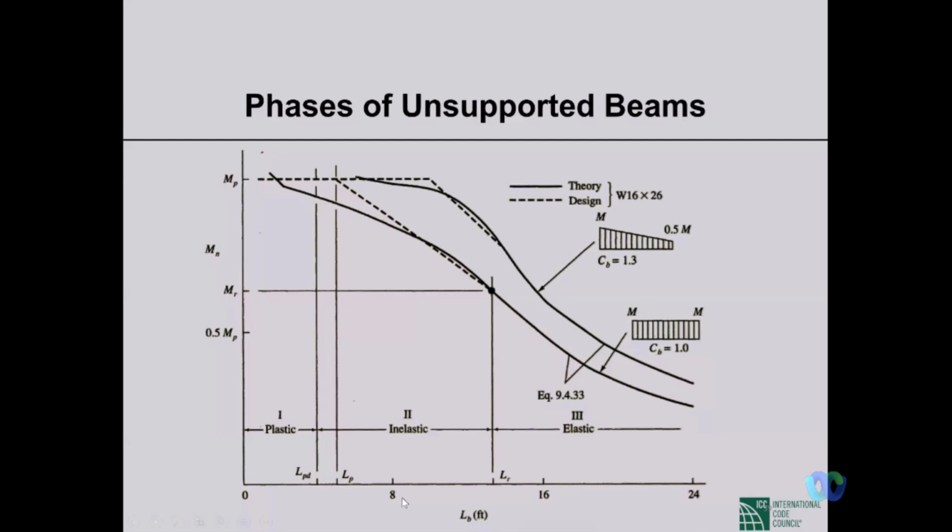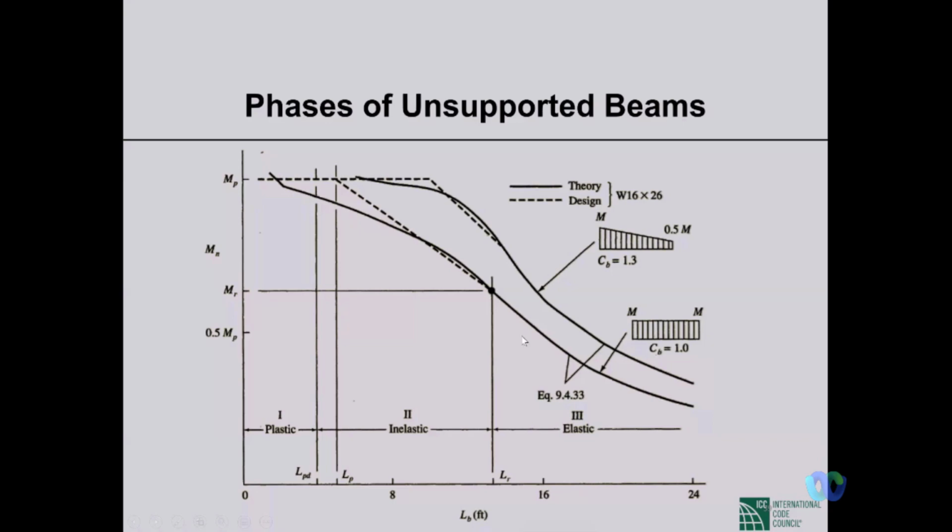So similarly, we'll have Lp and Lr. If L is longer than Lr, so long that there will be buckling before reaching yield stresses, if the member experiences lateral torsional buckling, then that is elastic buckling. The capacity will be very low. In case of inelastic buckling, some portion of the member will reach inelasticity, yield stress, and then buckle, so that is the second phase. And if the length is so short that it doesn't buckle, it yields first, then that is the third case.